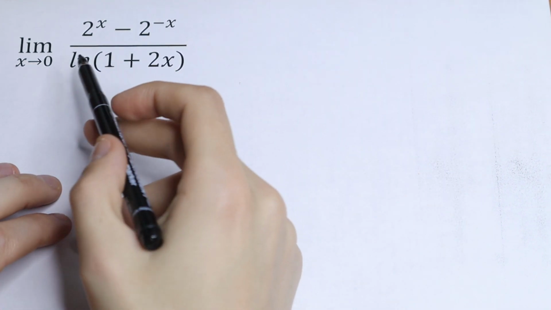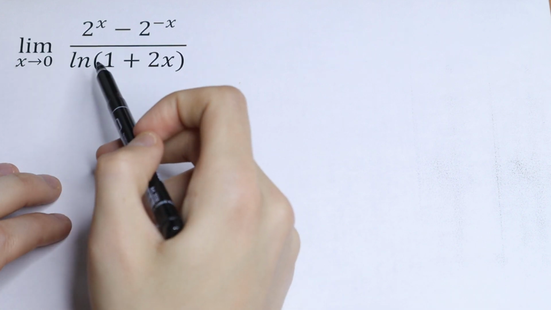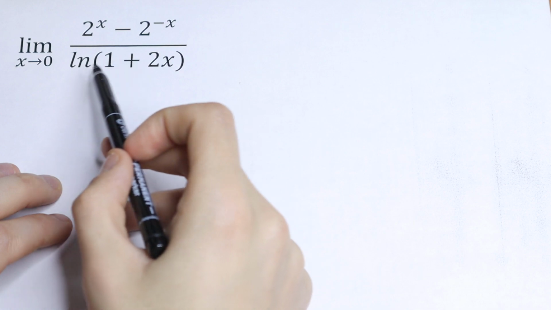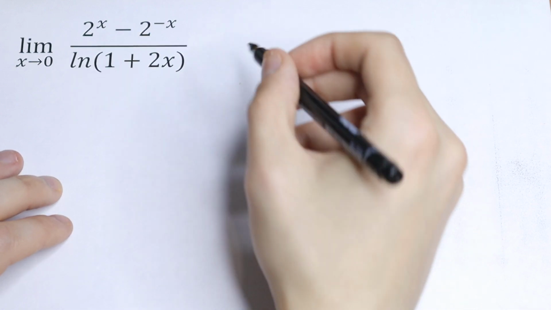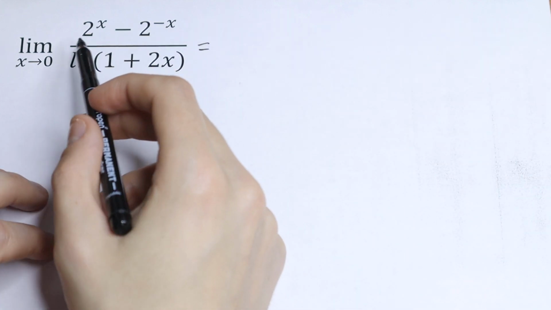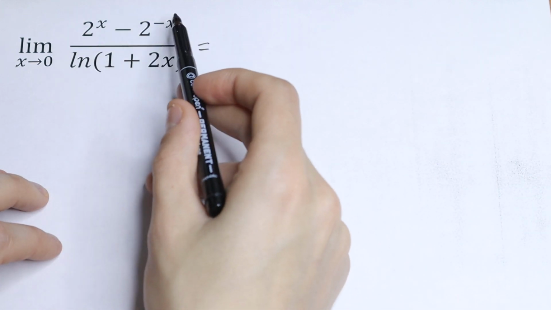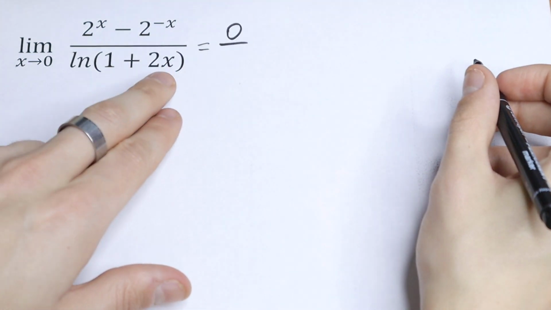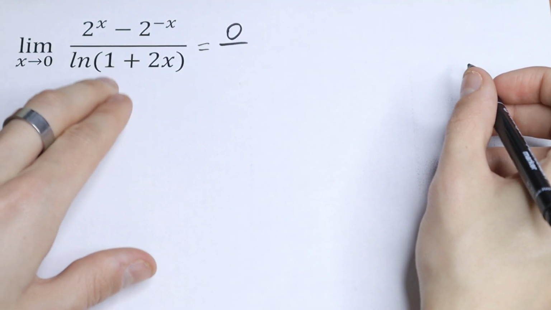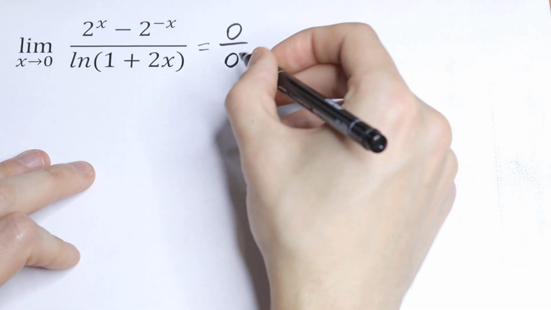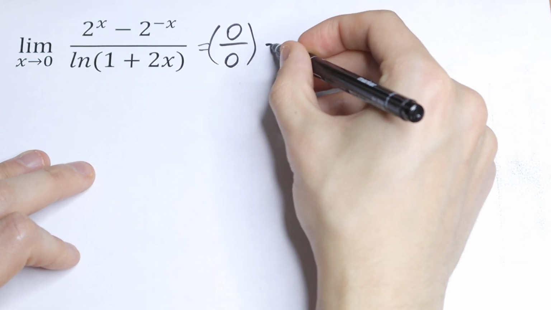Today we have an interesting limit. What is the limit as x approaches 0 of the function 2 to the x minus 2 to the minus x, all over natural log of 1 plus 2x? So let's use direct substitution in the first step to solve this. We will have 2 to the 0, which is 1, minus 2 to the minus 0, which is 1. 1 minus 1 will be 0. And in our denominator we will have natural log of 1, which will be 0. So we have 0 over 0.